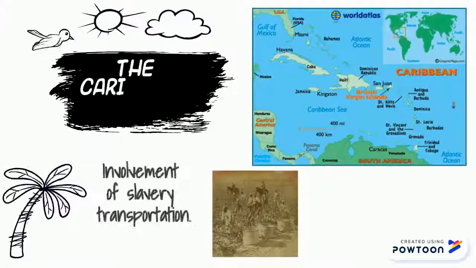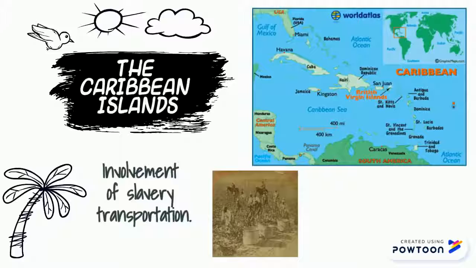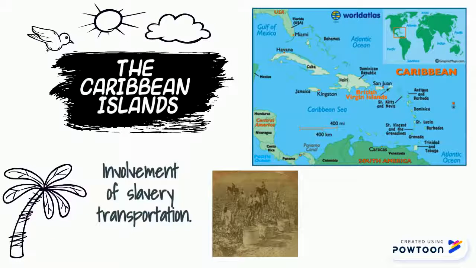In the Caribbean islands, the first British settled islands were St. Kitts in the northeast and Barbados in the southeast. That resulted in Jamaica and Barbados being the major English-speaking Caribbean islands. It is because of the involvement of slave transportation from West Africa.